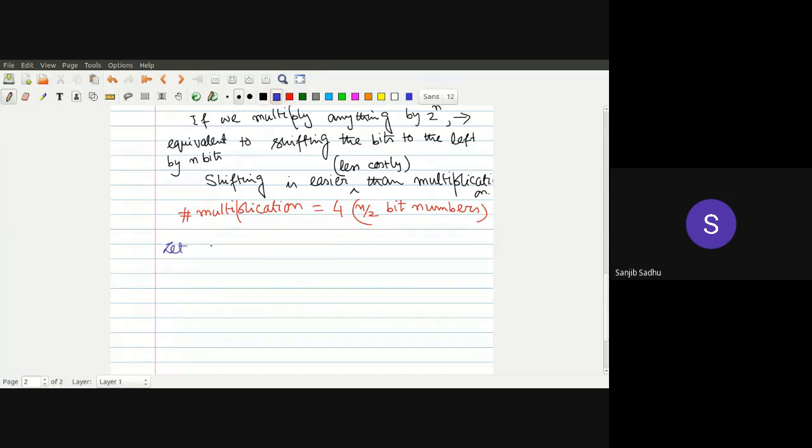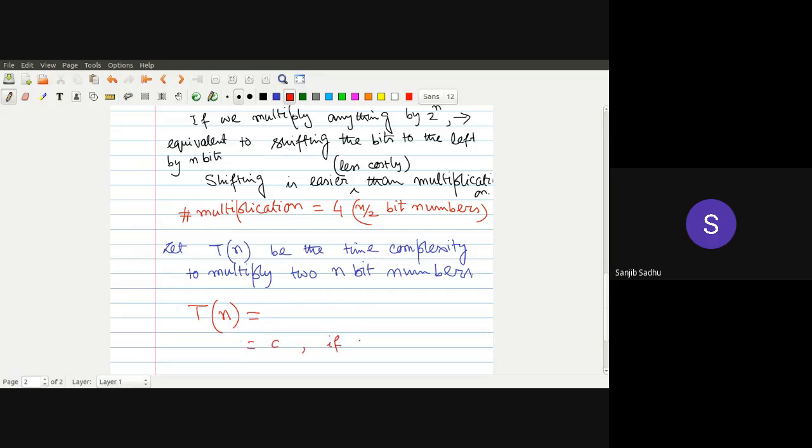So that means, let T(n) be the running time complexity to multiply two n bit numbers. So we can represent T(n) as what? If n is 1, then it is very easy. It will take constant time, let it be C if n is equal to 1, because I can multiply directly.